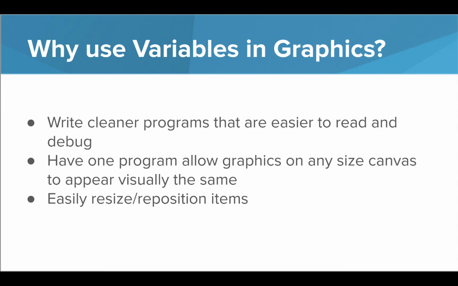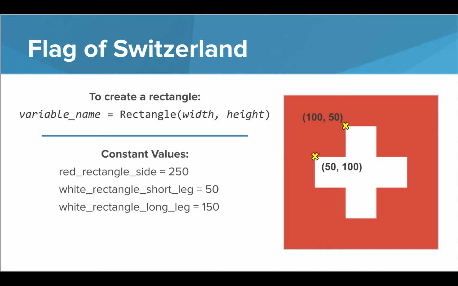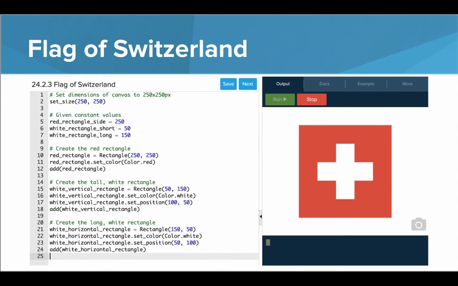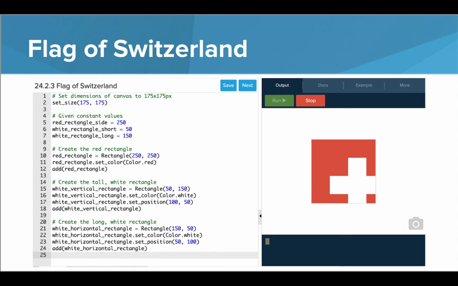Now let's see how to do this. In the last lesson, we created the flag of Switzerland using the top right coordinates of the rectangles that were determined based on the constant values we were given. When we run this program, we see that the flag looks as we intended, but if the size of our canvas changes, our rectangles are no longer centered on our flag. If we use variables instead of static values to size and position our shapes, we can have a program that looks as intended no matter how the canvas dimensions change. Let's see how to do this.